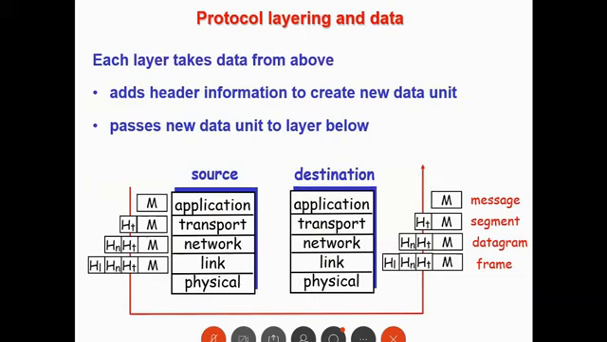Each layer takes the data from the layer above. Suppose, for example, you want to send an application from source to destination. On the extreme left you see the application. This is the message. On the transport layer you are adding the segment header. Then you are adding the datagram, or network, header. Then you are adding a frame header. Then the packet goes. So the message adds the segment header, the datagram header, and the frame header. At the receiving destination, it extracts and the message is retrieved.